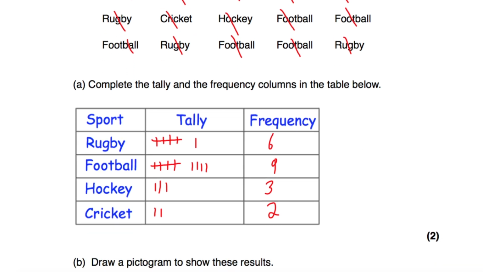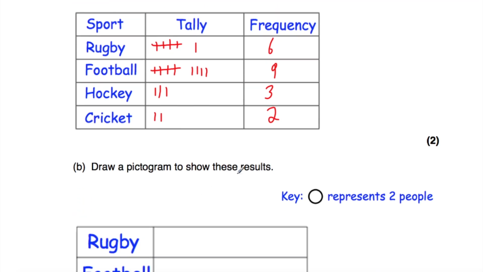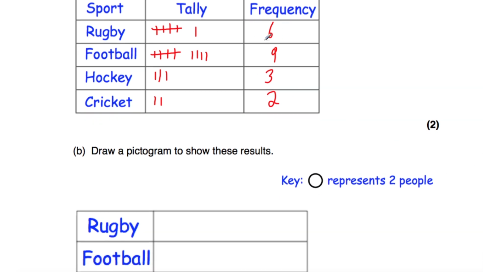That's fantastic. Next, we've been asked to draw a pictogram to represent the results, using a circle that represents 2 people. For rugby, we've got 6 people altogether that liked rugby, so it's 3 circles, because that's 2, 4, 6. Football, 9 people, so it's 4.5 circles: 2, 4, 6, 8. Now we need 1 more person, so we do a semicircle like so. So that's 9 people.